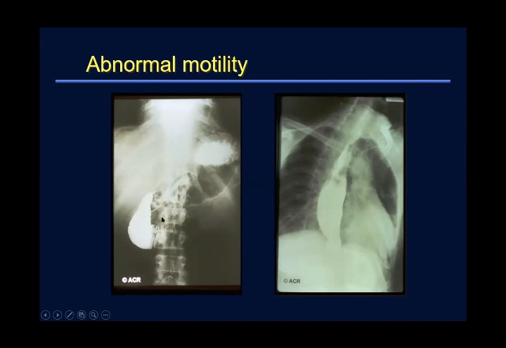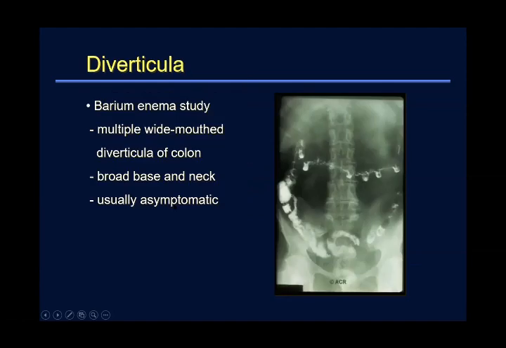This is the diverticulum of the small esophagus. And this is another diverticular disease. You can see the wide mouth diverticula which are seen in the transverse colon and the distal colon. So these are the typical manifestation on barium enema, with multiple wide mouth diverticula of the colon.